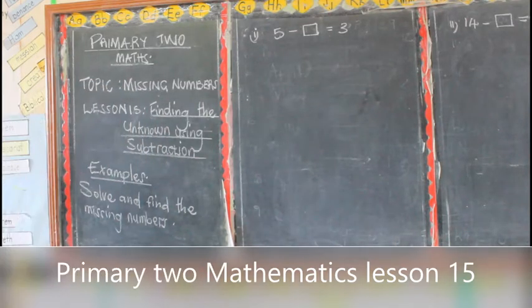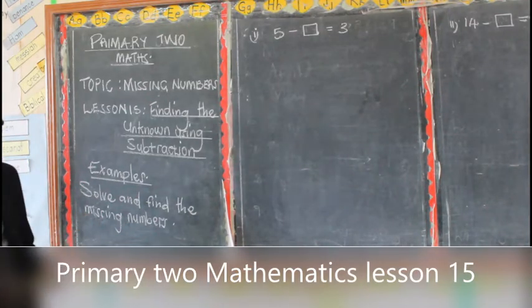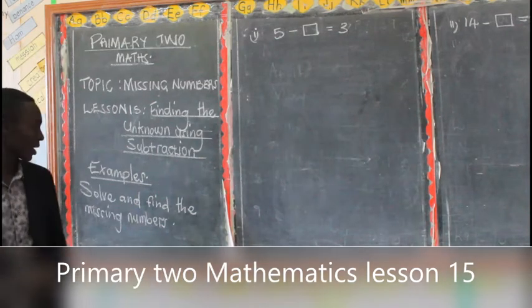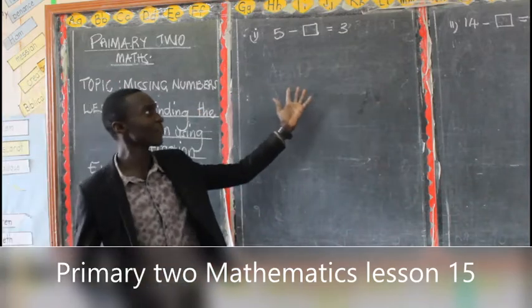Today we are going to look at missing numbers. That's our topic: finding the unknown using subtraction. We are going to look at solving using subtraction. These are one of the examples. Solve and find the missing number. This is our first number.